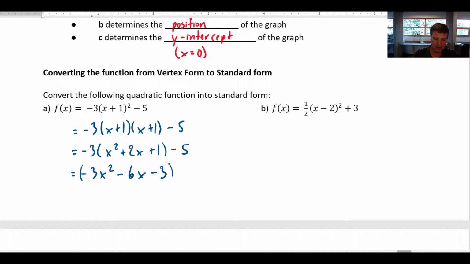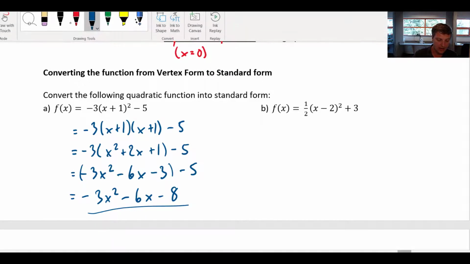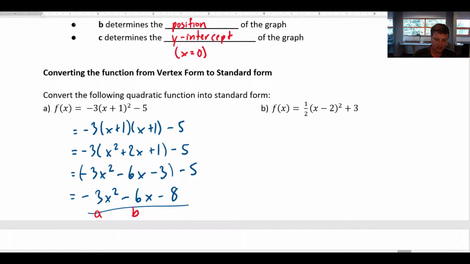I've got the brackets there, but I can drop them at this point and just collect my like terms, which is this negative 3 and negative 5. So negative 3x squared minus 6x, negative 3 minus 5 is minus 8. And there I go, I'm in standard form. So in this case, just a reminder, A would be negative 3, B would be negative 6, and C would be negative 8. Okay, let's do another one here.